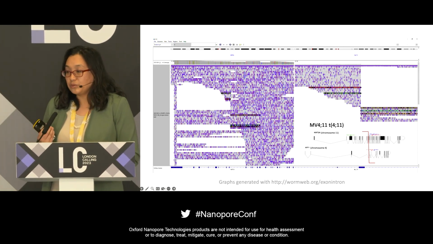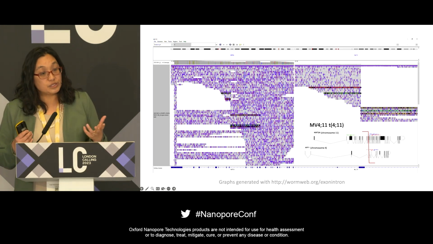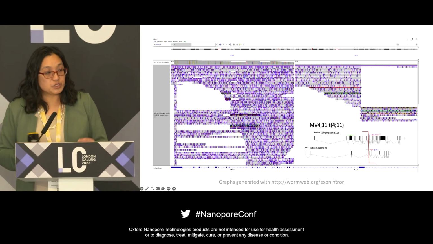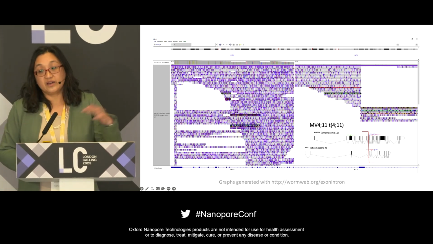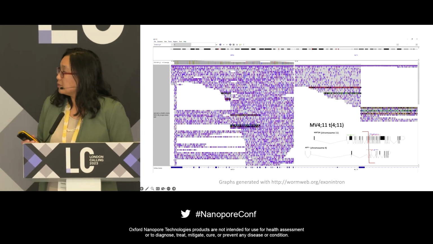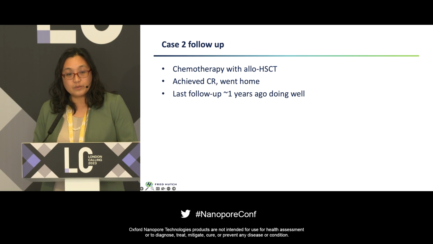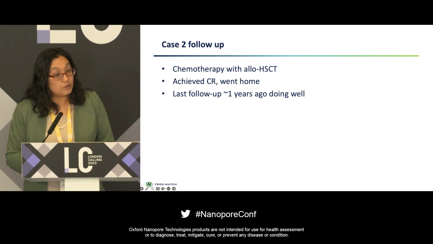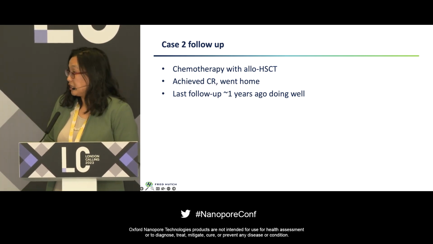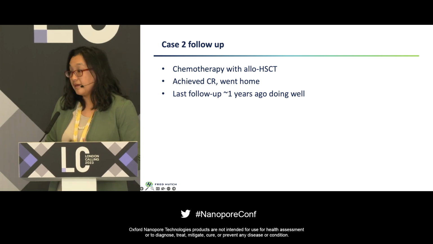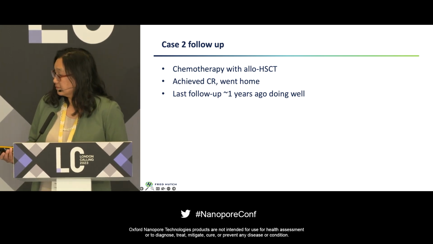And so KMT2A translocated AML is actually very interesting because this is one of those genes where it's very promiscuous and it can have a number of different partners. And so we were able to pick up this translocation. This patient did receive chemo, was followed up with an allogeneic transplant, went into complete remission, and is alive and well.